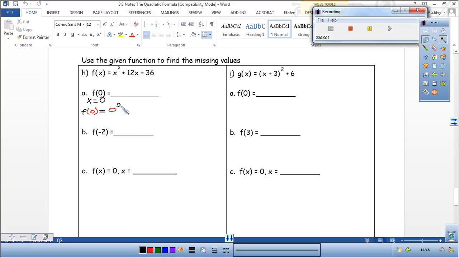Zero squared plus 12 times 0 plus 36. So f of 0 equals 0 squared is 0 plus 12 times 0 is 0 plus 36. 0 plus 0 is 0 plus 36 is 36. So f of 0 equals 36. Any questions over that?